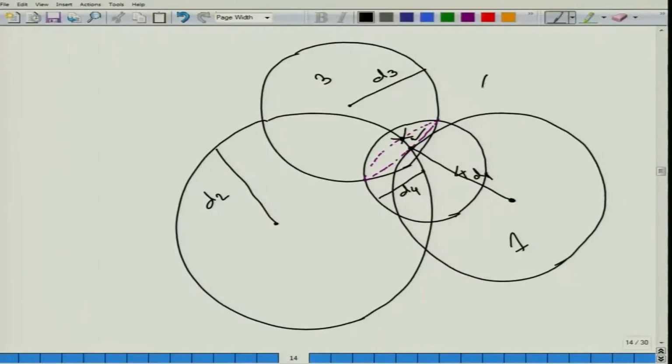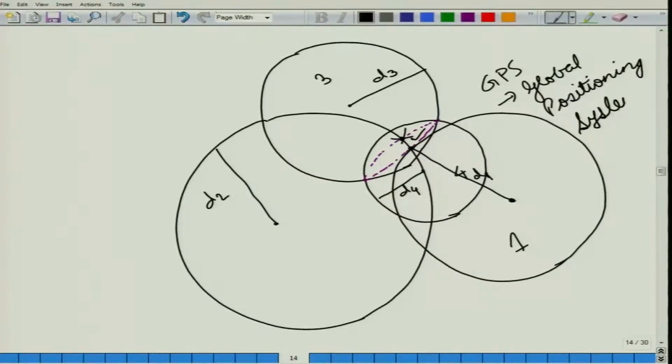So, this thing is known as GPS, which stands for Global Positioning System. But there is a catch with GPS. These readings are based on the calculation of these distances. These distances are based on the calculation of times of flight.